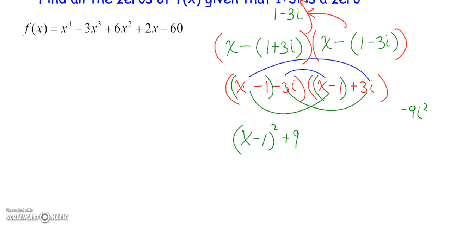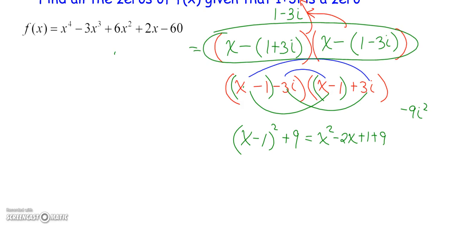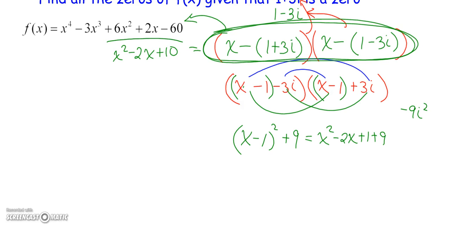Okay, so now I have to simplify this. That's not too bad. X squared, I FOIL. I get minus 2x plus 1 plus 9. So I can clean this up. When I multiplied this big set of red parentheses, I got as an answer x squared minus 2x plus 10. This was a factor of this. So because they're still equal, this x squared minus 2x plus 10 is still a factor of this function.